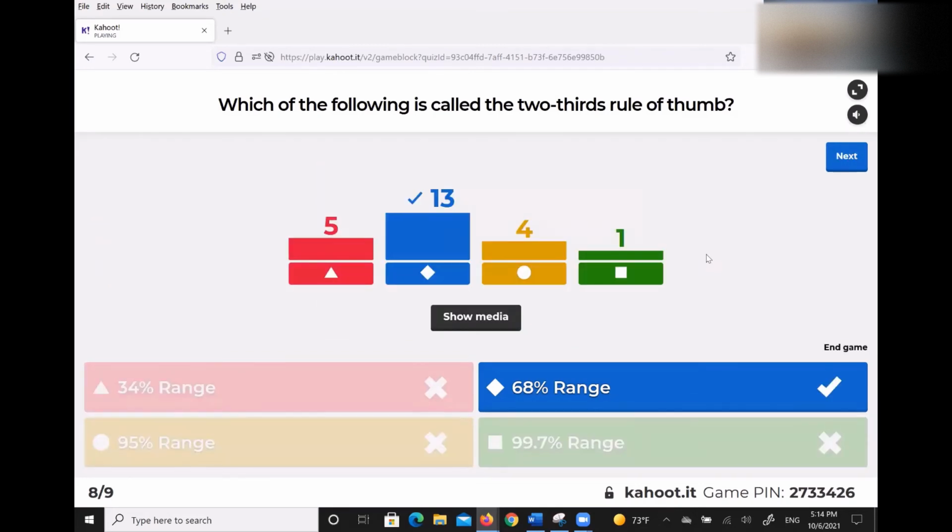All right, so it's a 68% range. We're going to talk about it later.